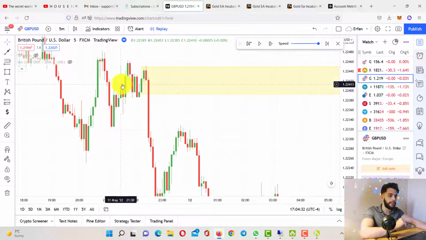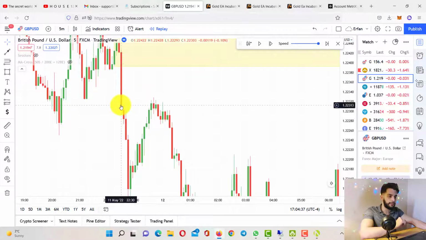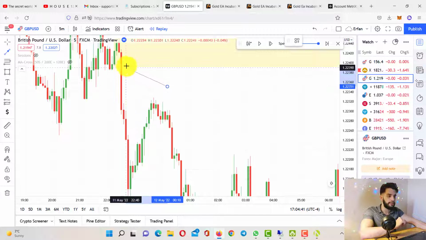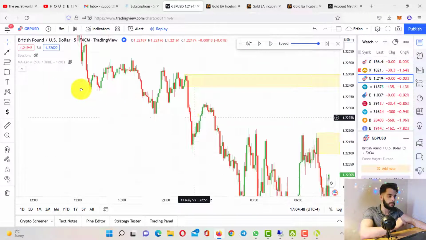And then you see that if I draw the rectangle from the top all the way to the bottom, this candle is the first one that dropped. The next candle never tapped into this zone. So that's why there's a gap between this zone and this candle right here. See? There's a gap in between. So that's why this is another high probability supply zone.